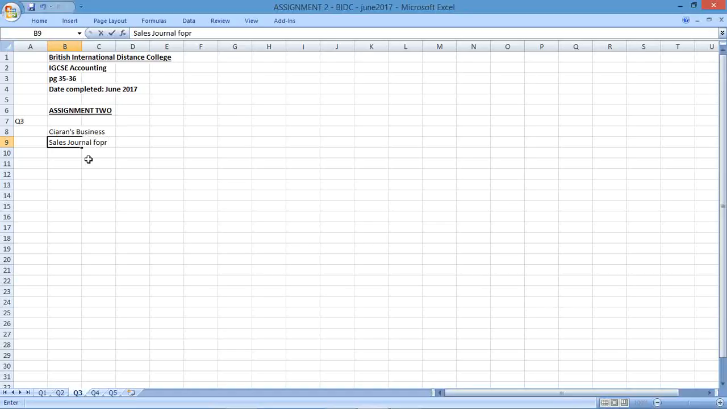for this is the month of September. So for the month of September, any sale for that month that's on credit will be recorded in the sales journal. And if there's any return, that will go to the sales returns journal.